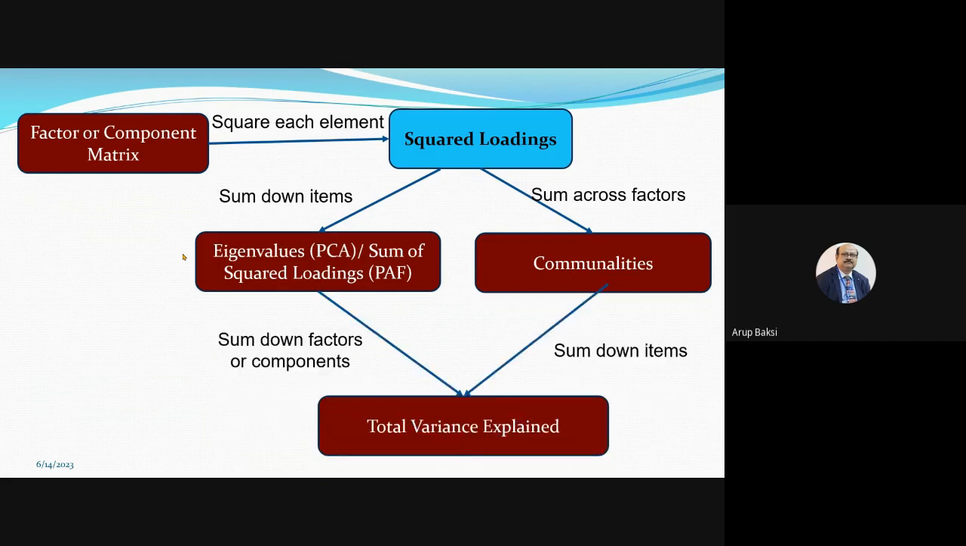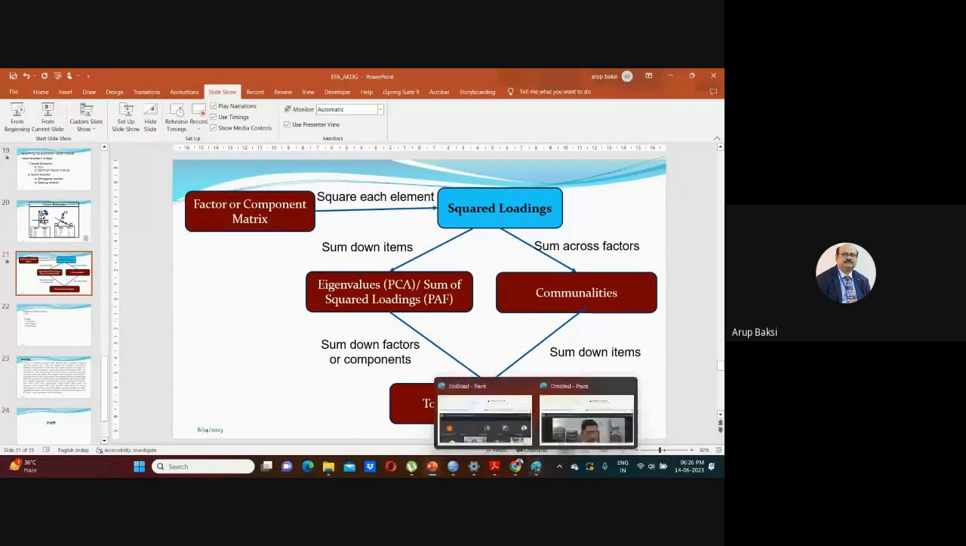The first one, squaring the elements in the factor matrix, will give you the squared loadings. So if you square each of the elements of this factor or component matrix, it will give you the squared loadings. Then summing the squared loadings of the factor matrix across the factors gives you the communality estimate. So let us go to the data over here.